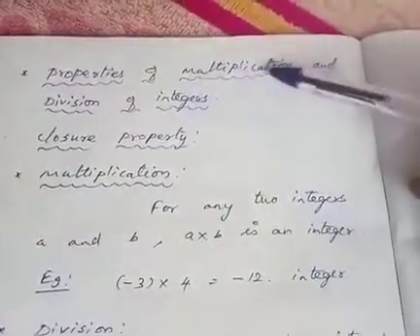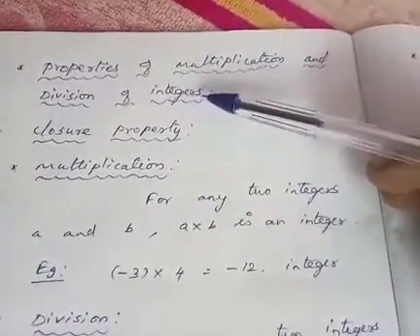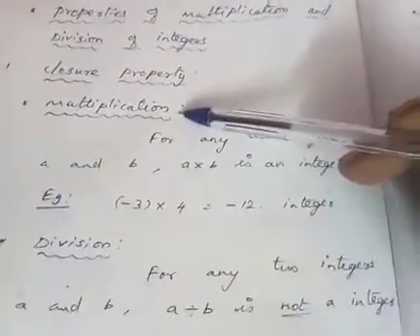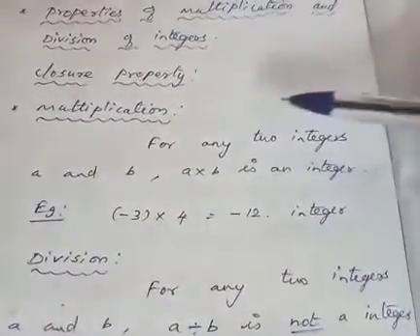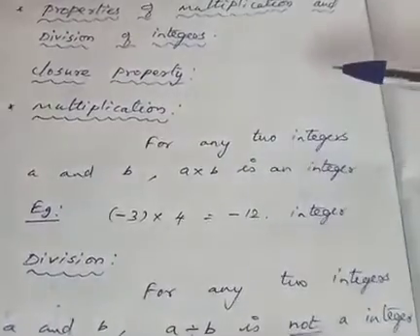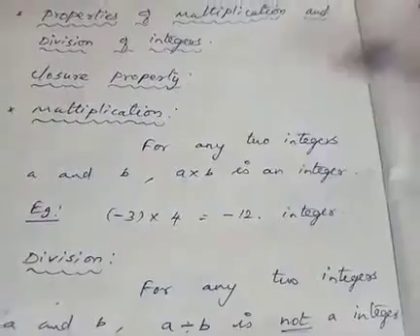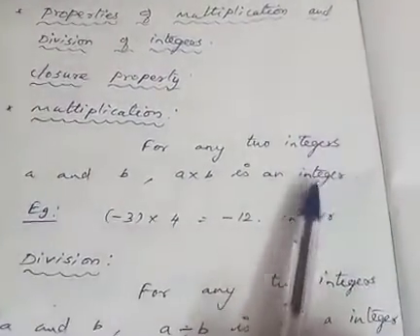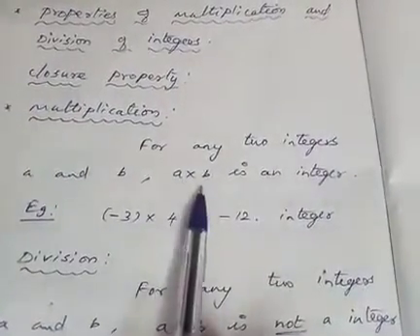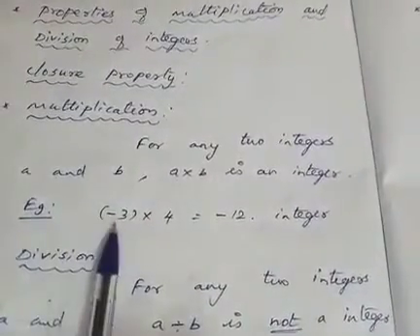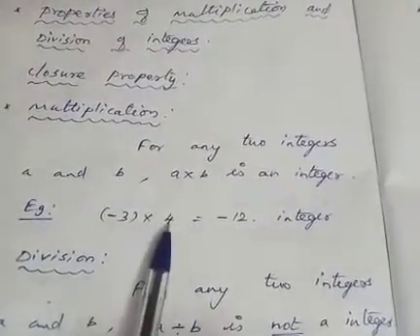The properties of multiplication and division of integers. The first property is the closure property, for multiplication. The product of two integers should be an integer, then only the closure property is satisfied. For any two integers a and b, a into b is an integer. For example, minus 3 is an integer, 4 is also an integer.